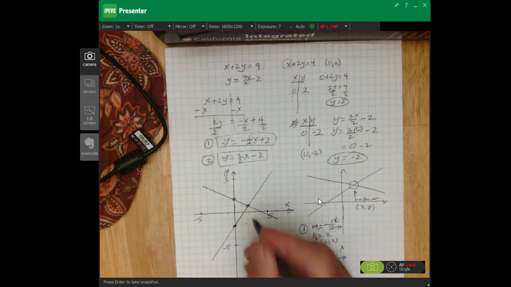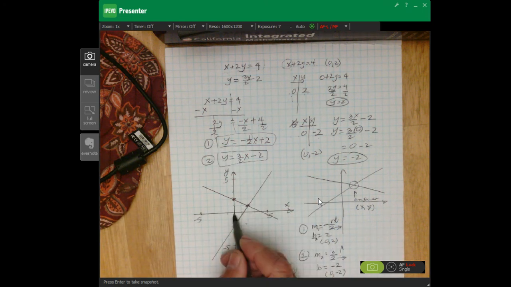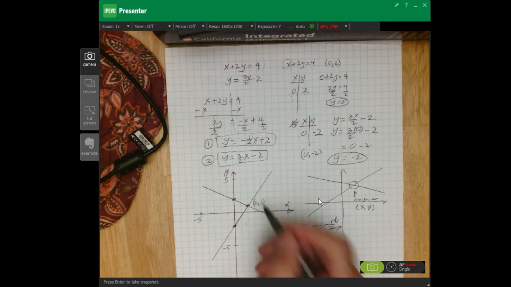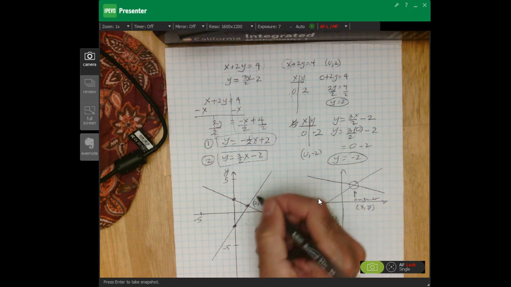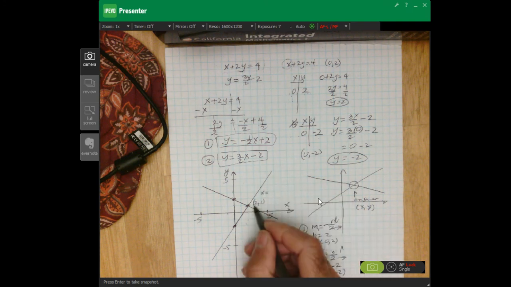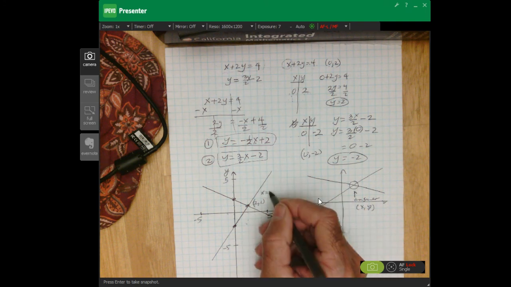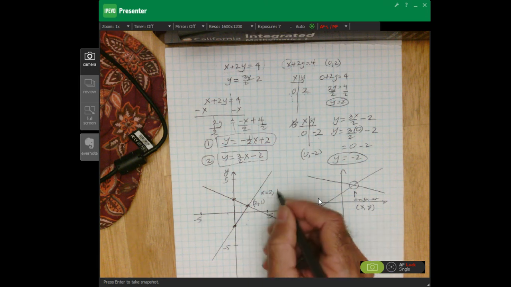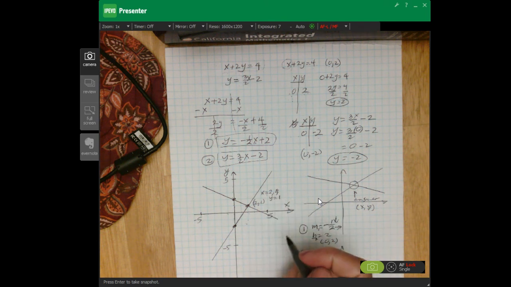Okay, and this point, if we look at it, over 2, up 1, that's 2, 1. So 2, 1 would be our answer. In other words, our x coordinate is 2, so x is equal to 2, y equals 1.